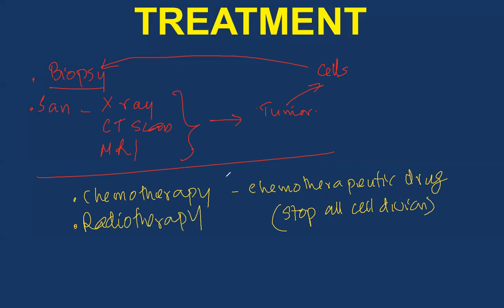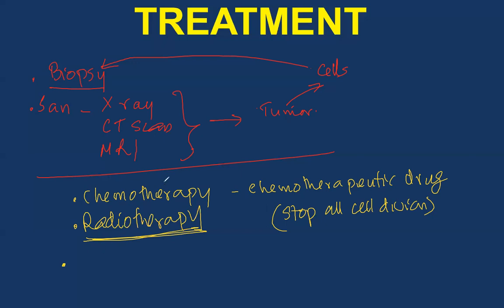Okay, and in radiotherapy, using special rays, they kill the cells around the tumor. The tumor is destroyed, taken out by surgery, and using radiotherapy, they destroy the abnormal tissue around the tumor. So this is called radiotherapy and chemotherapy, right? And in some cases, they also use genetic engineering.